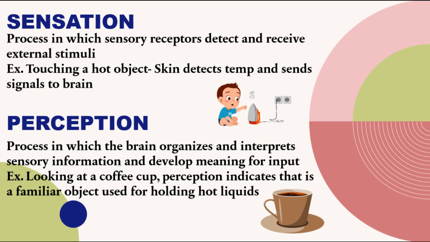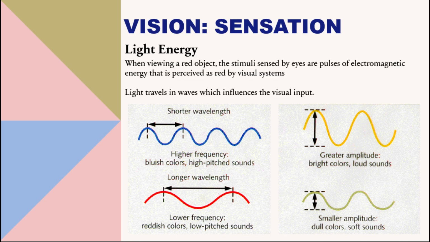For example, when you look at a cup of coffee, perception enables you to not only see the cup, but also recognize it as a familiar object used for holding liquids. You perceive the color, shape, and size of the cup and associate it with the concept of cup. Vision sensation is the initial stage of visual processing in which the sensory receptors in the eyes detect and receive visual stimuli from the environment.